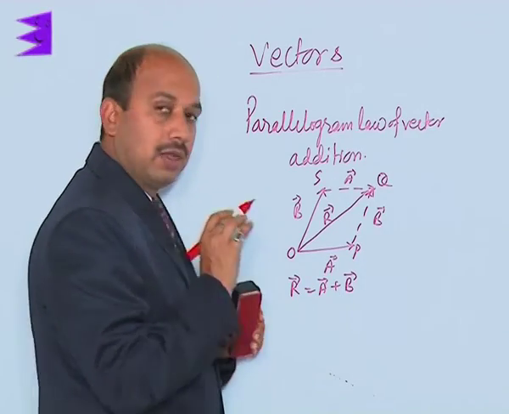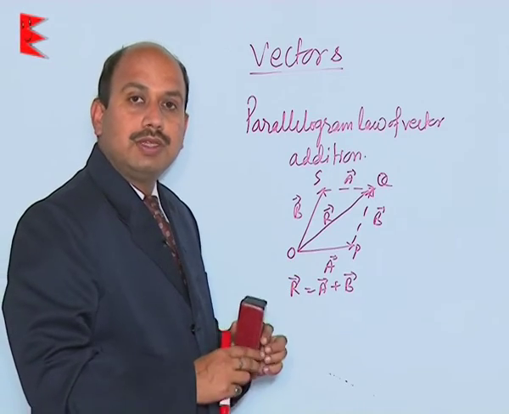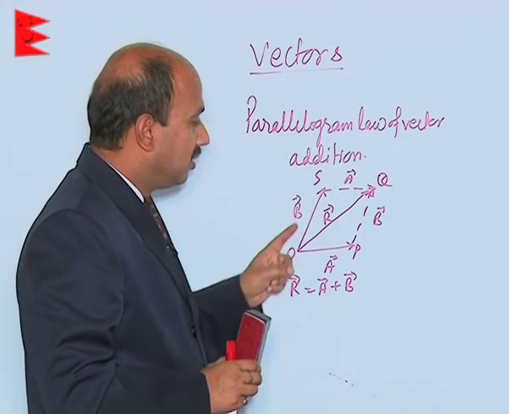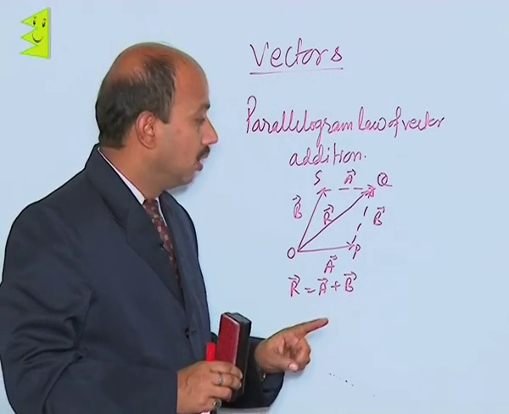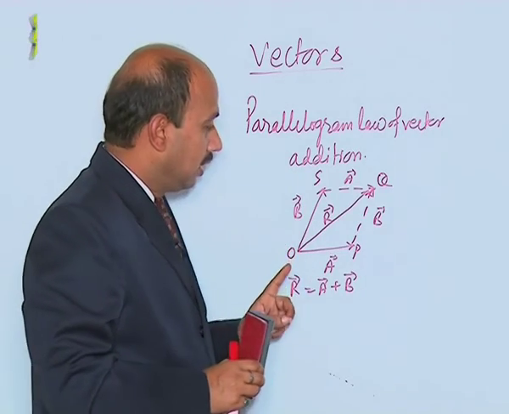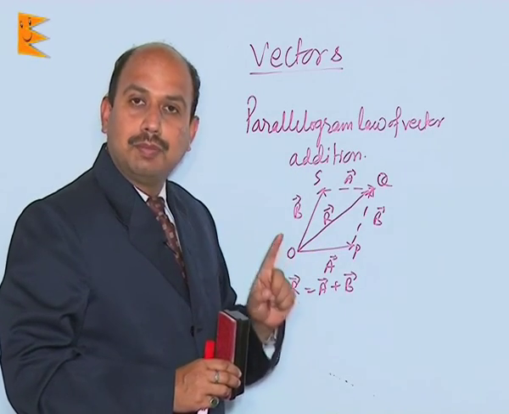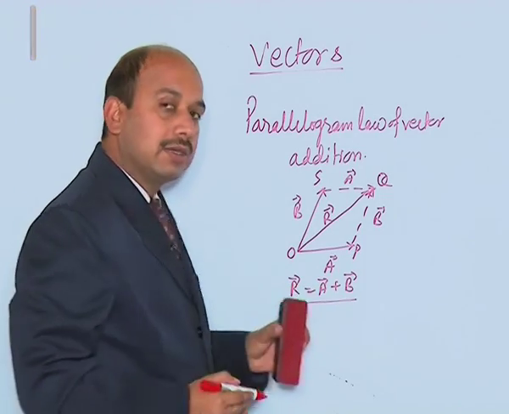So, according to the parallelogram law of vector addition, we take two vectors which represent two adjacent sides of a parallelogram. Then we construct a parallelogram, and the diagonal of the parallelogram represents the resultant of these two vectors A and B. But this is also not the magnitude; we will be calculating the magnitude later on.